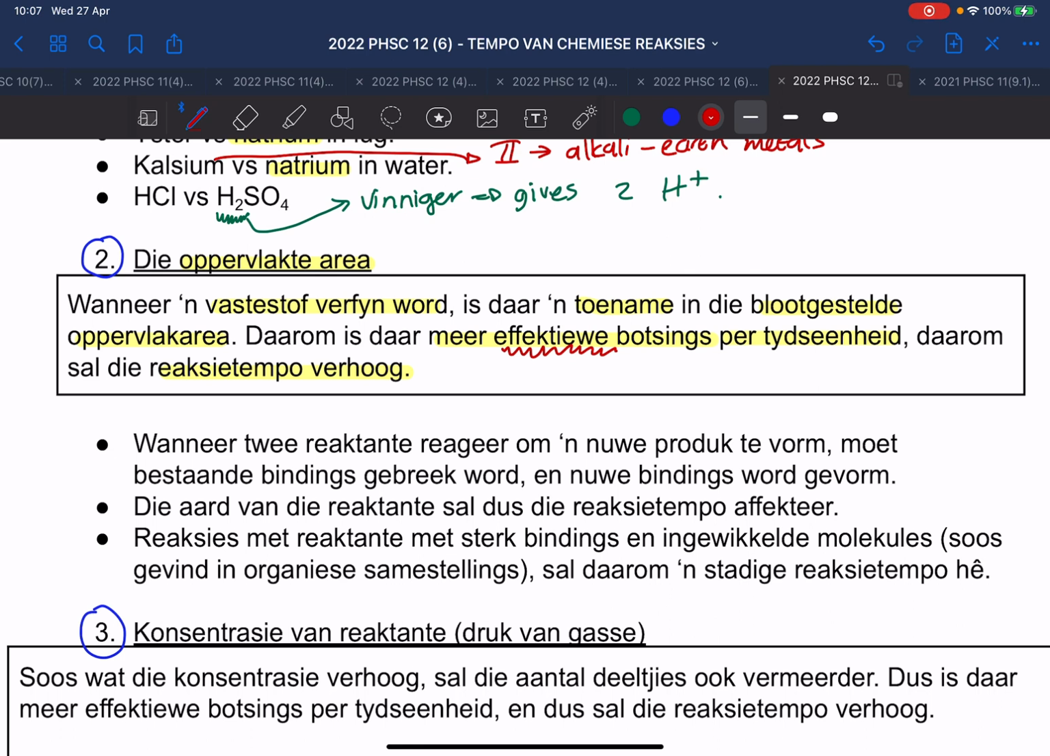Okay? And then they can ask, what does effective collisions mean? Then you must say the kinetic energy is greater or equal to the activation energy. Or you can say sufficient kinetic energy, genoegsame kinetische energie. And the second thing, it must have the correct orientation. Die regte oriëntasie. That is what sufficient, effective collisions mean.